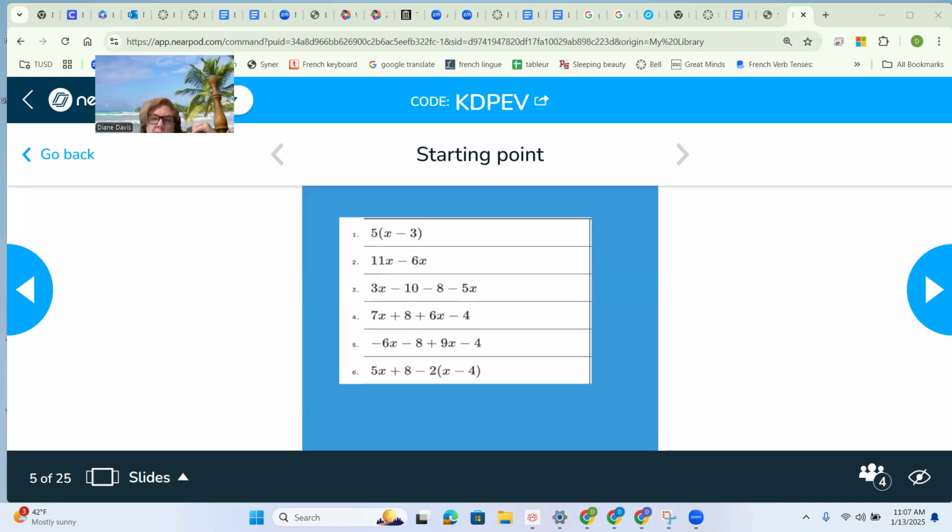Yeah, take away 12, right? Because negative 8 and a negative 4 is going to give you a negative 12. Yeah, so that means that number 5 is 3x, take away 12.